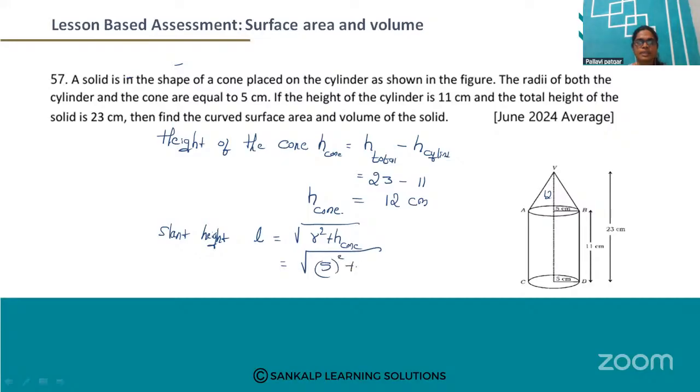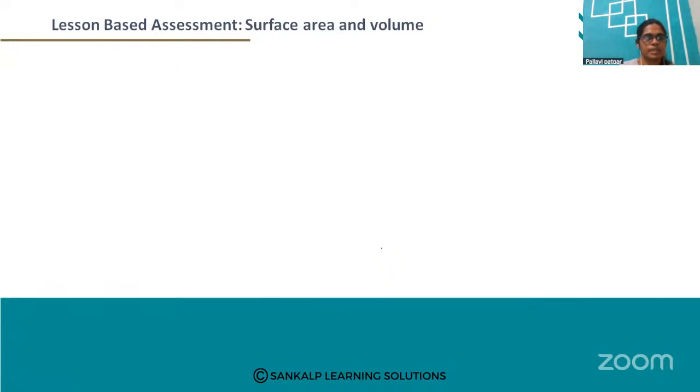This is the radius and cone height is 12. So this is equal to, here 25 plus 144 square root of, here this is equal to 169. Square root of 169 is equal to 13 centimeter. This is the slant height of the cone.